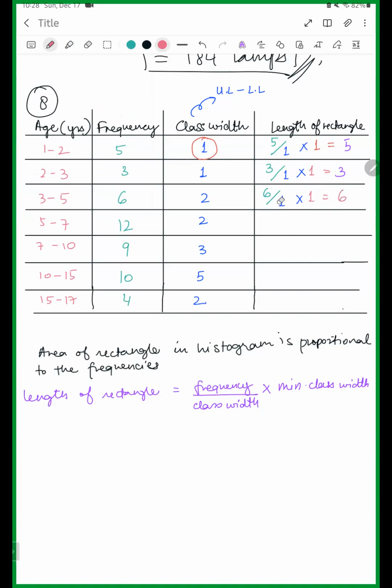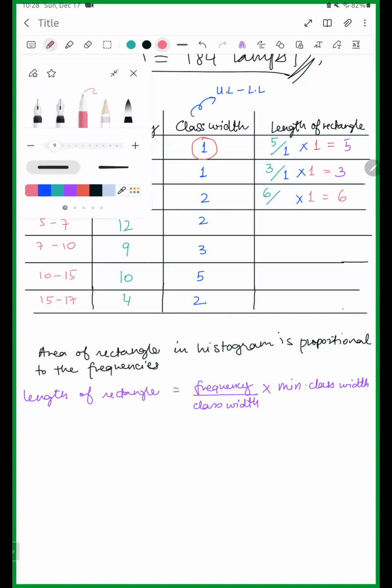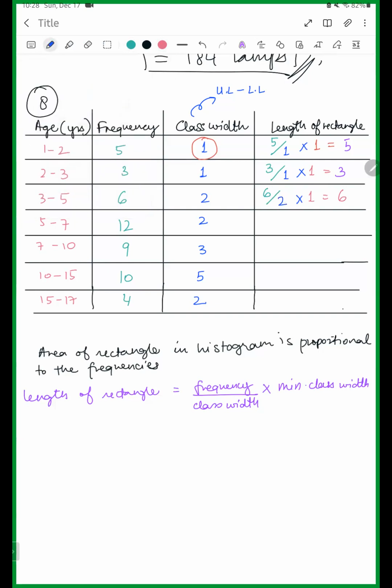Sorry, this is not 1. This is 2 over here. The class width for this case is 2, right? So we will write 2. So this is equal to 3. Then this one is going to be 12 by 2 into minimum class width, which is 1. So that is going to be the same, which is equal to 6.